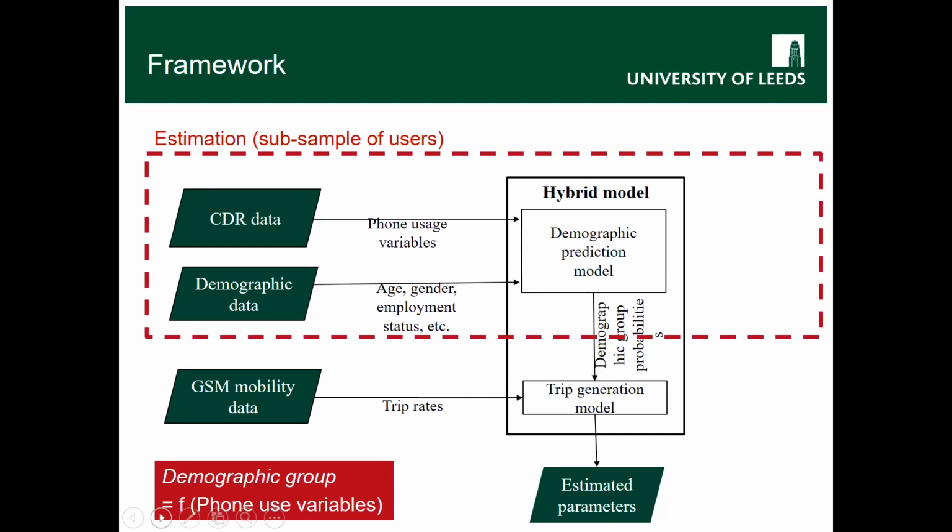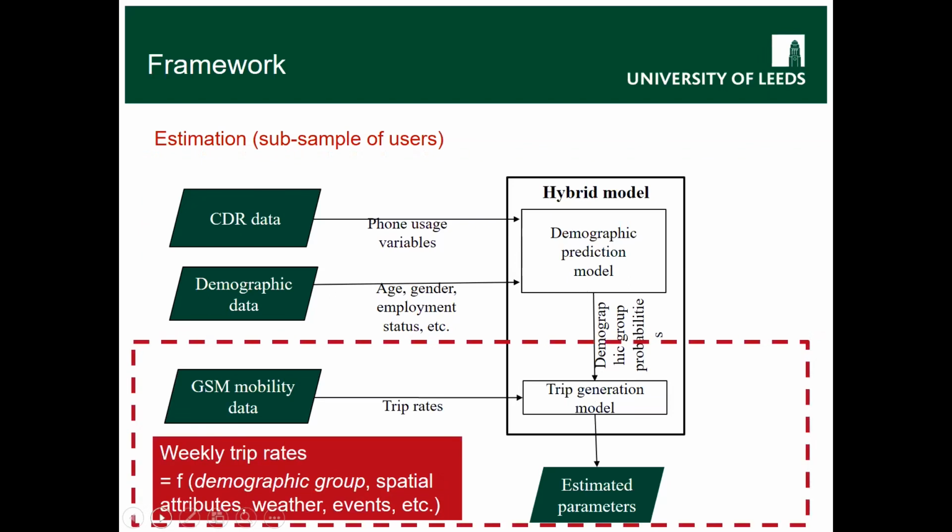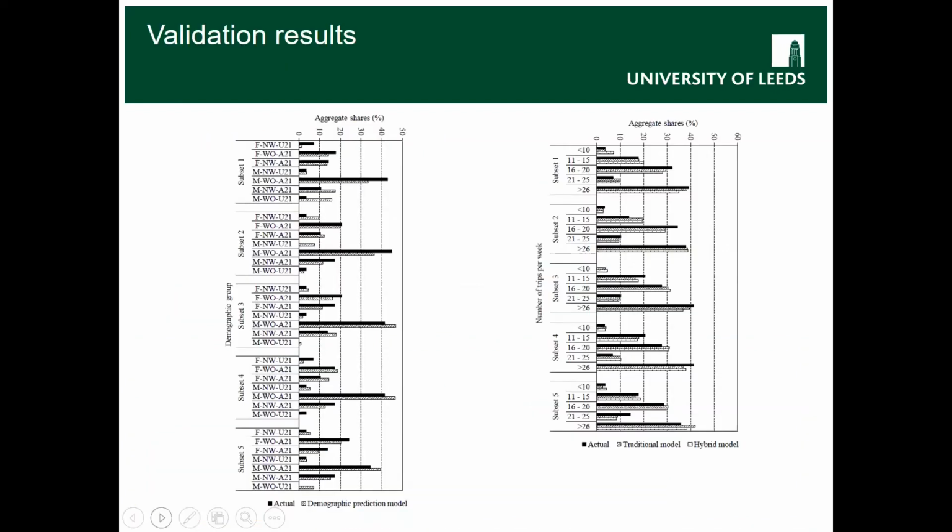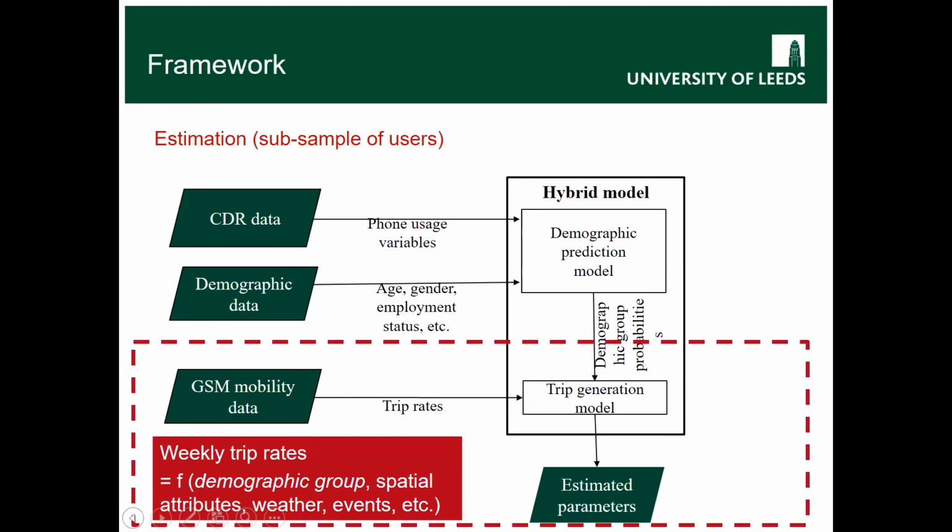And then in the application phase, we did not need the GSM data anymore. We could directly infer the demographic features from the CDR data, and we use that as the input for the trip generation model, because from the known sample, we already knew what the predicted demographic group was.